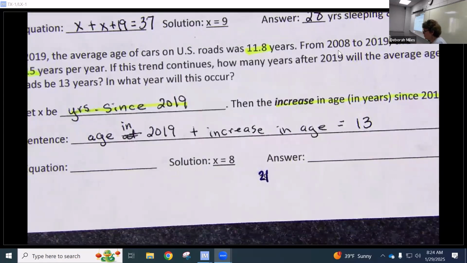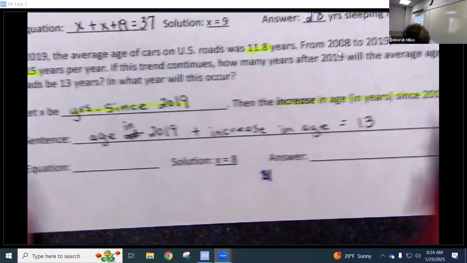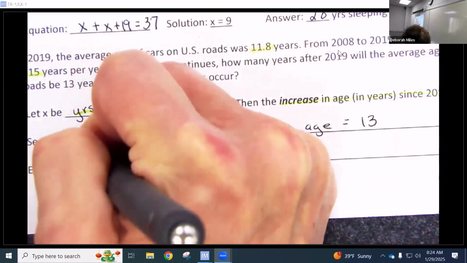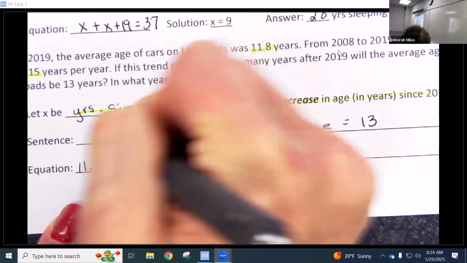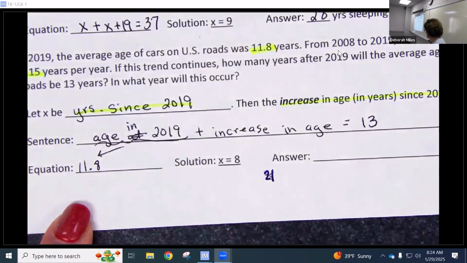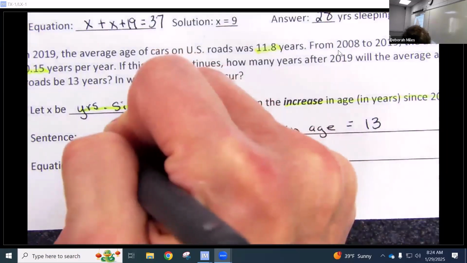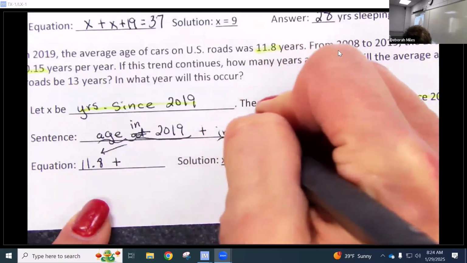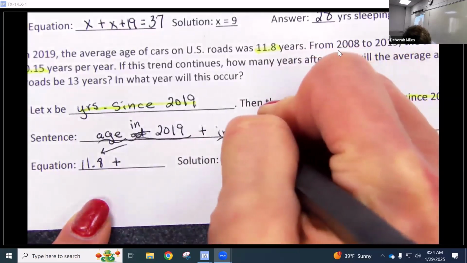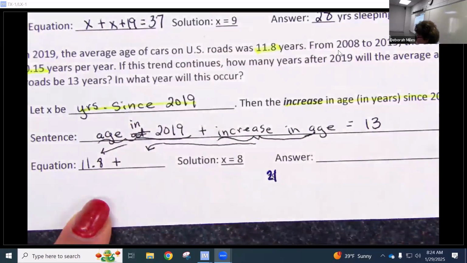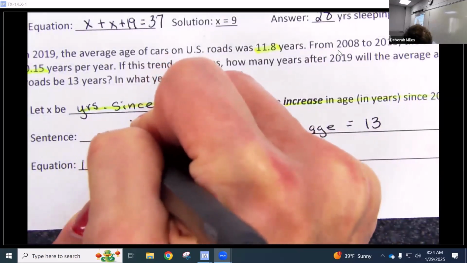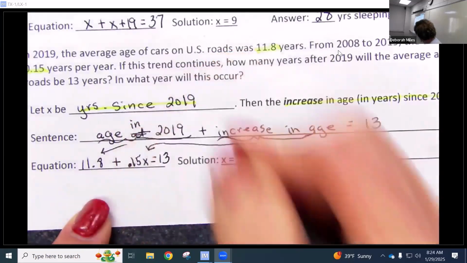So what symbol or symbols can I put in place of age in 2019? What was the average age of cars on the road in 2019? That was the 11.8. So that plus the increase in age, what can I put in place of the increase in age? The 0.15x equals the 13.